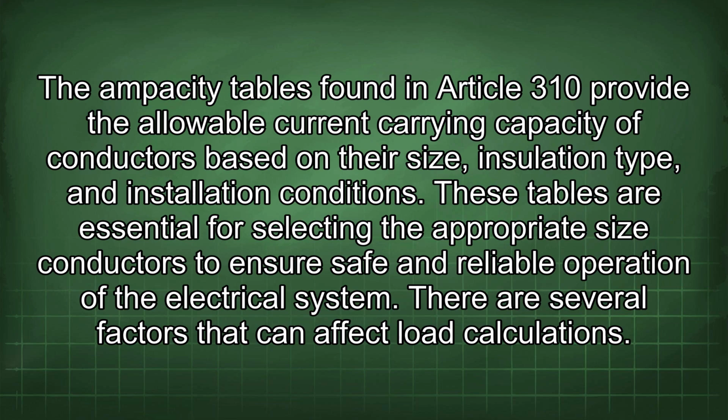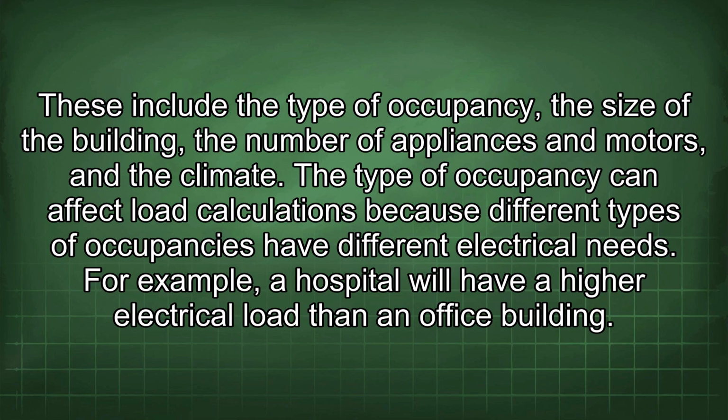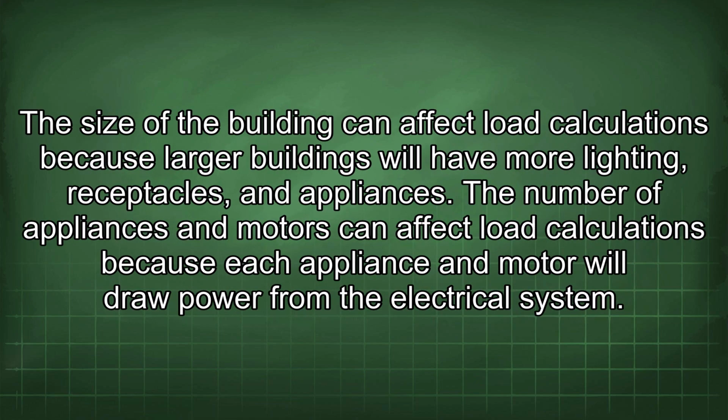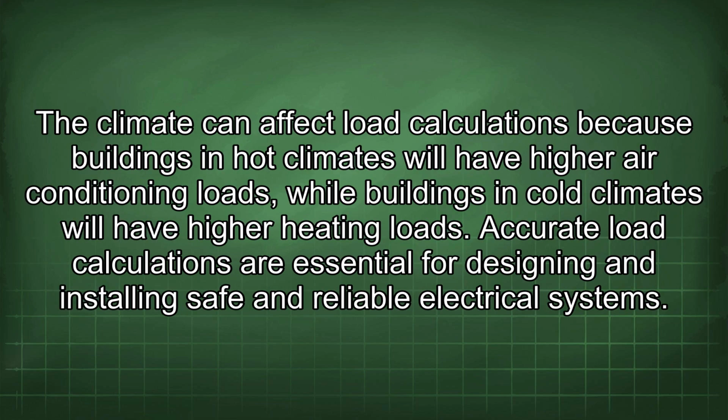There are several factors that can affect load calculations. These include the type of occupancy, the size of the building, the number of appliances and motors, and the climate. The type of occupancy can affect load calculations because different types of occupancies have different electrical needs. For example, a hospital will have a higher electrical load than an office building. The size of the building can affect load calculations because larger buildings will have more lighting, receptacles, and appliances. The number of appliances and motors can affect load calculations because each appliance and motor will draw power from the electrical system. The climate can affect load calculations because buildings in hot climates will have higher air conditioning loads, while buildings in cold climates will have higher heating loads.